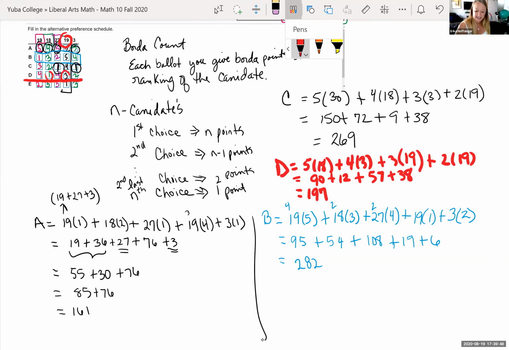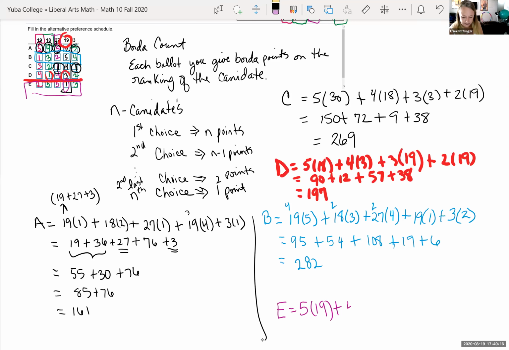And last but not least, candidate E. So let's look at candidate E. Okay, so first place, looks like there's one group, 19 people that gave them first place, so 5 times 19. Second choice, there's only one group, and that's 19 people, so that's 4 times 19. Third choice, there's 3 different sets that gave preference of third choice. I hope none of those said 5, because I copied it or went over those numbers.